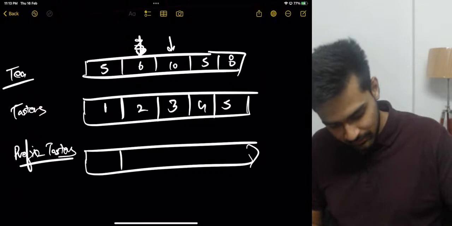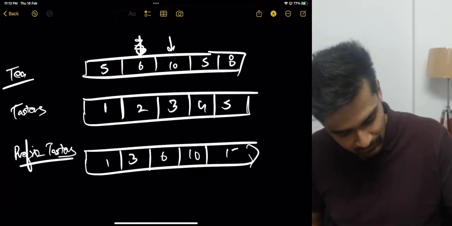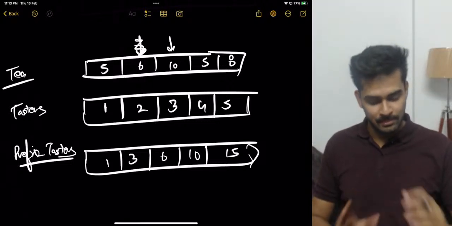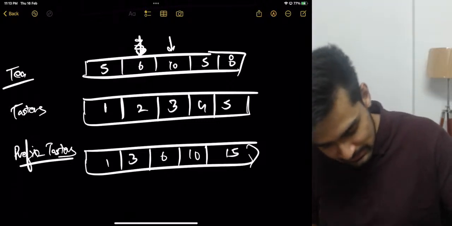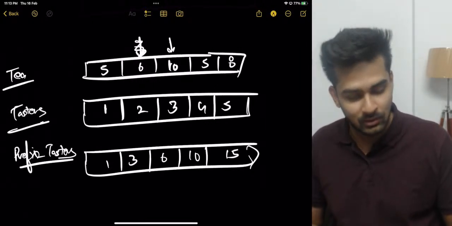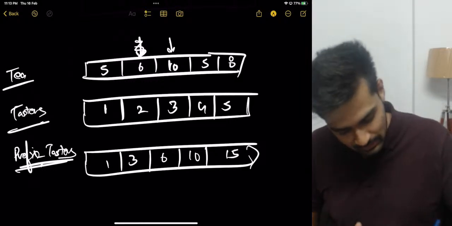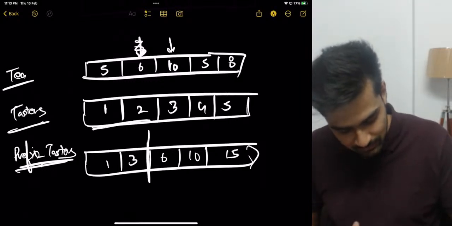Okay, so this will be 1, this will be 3, this will be 6, this will be 10, and this will be 15. Now, if you see this 10, we have to find the lower bound for this 10 in this prefix array. But we cannot really do that directly in the prefix array because we know that till this point we have taken the summation of all these values.